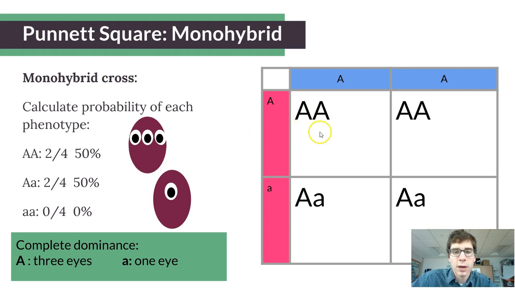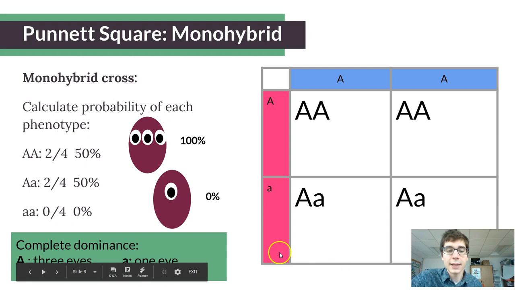So as we look here, capital A, that's going to be a 3-eyed alien. Capital A, 3-eyed alien. Capital A, lowercase a, 3-eyed alien. Capital A, lowercase a, 3-eyed alien. All of which is to say that our phenotype is going to be 100% 3-eyed alien and 0% 1-eyed alien, because the only genotype that would give us this phenotype would be the recessive homozygous genotype, little a, which we did not get in this particular cross.